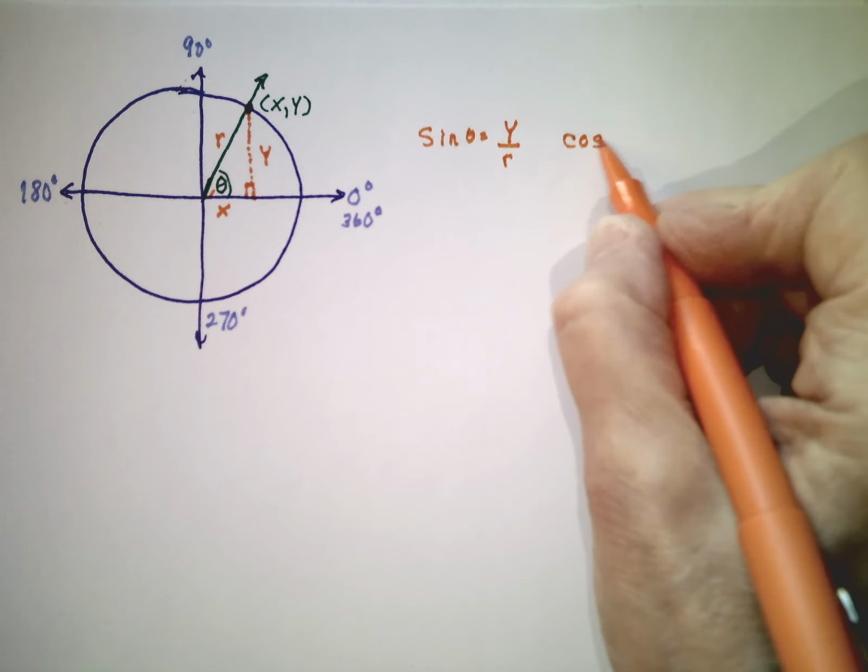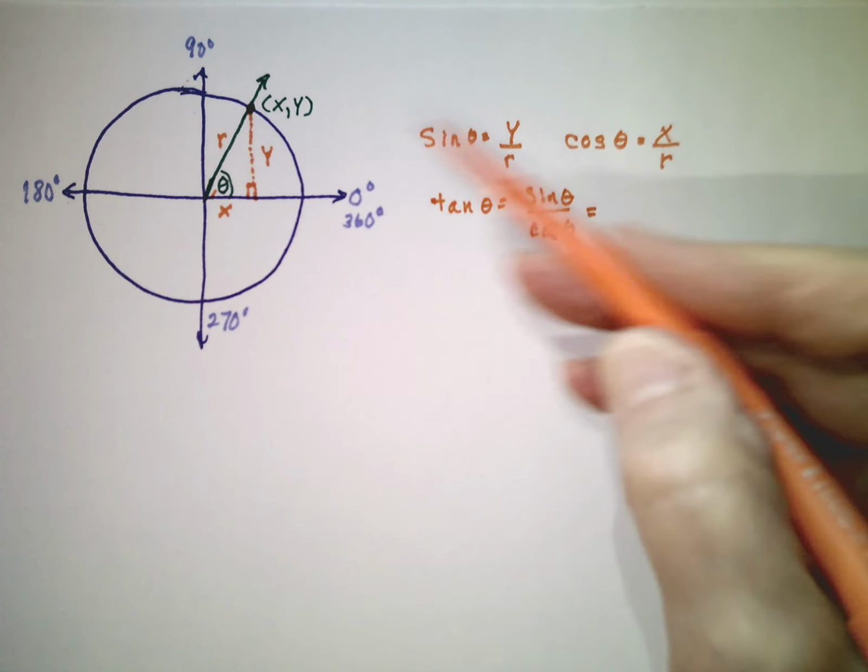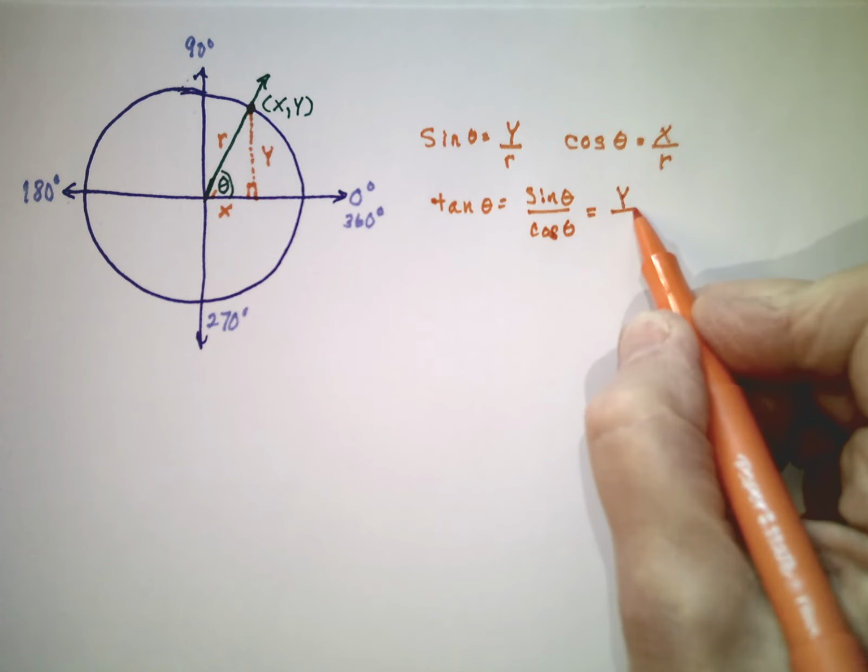Cosine of theta is still the adjacent side length divided by the hypotenuse, except now that's the x-coordinate divided by the radius. Tangent of theta is still the sine of theta divided by the cosine of theta. But instead of being opposite over adjacent, it's now the y-coordinate divided by the x-coordinate.